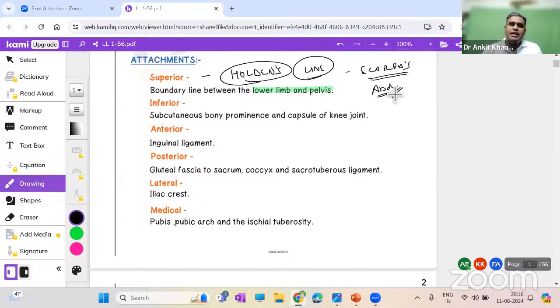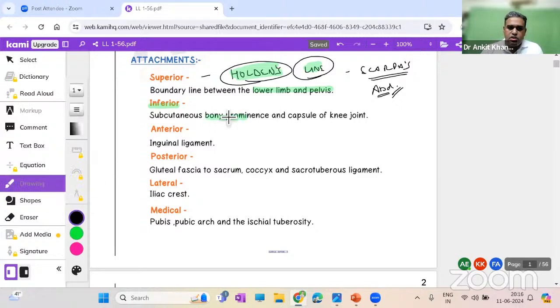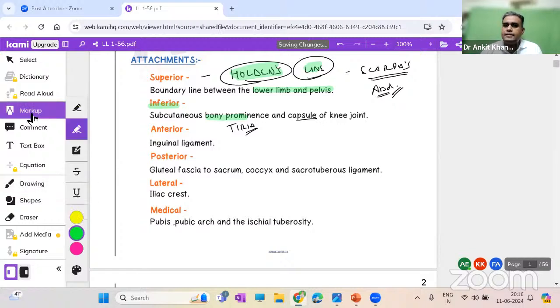This is very important clinically. Remember, when there is any fluid accumulation in the abdomen, say ascites or liver failure, whatever it is, that fluid does not enter into the lower limb. It is due to the presence of Holden's line. So remember the clinical importance of it. Inferiorly, it goes down into the leg region, into the bony prominences around the medial surface of the tibia, the anteromedial surface of the tibia, and around the capsule of the knee joint, where it merges.